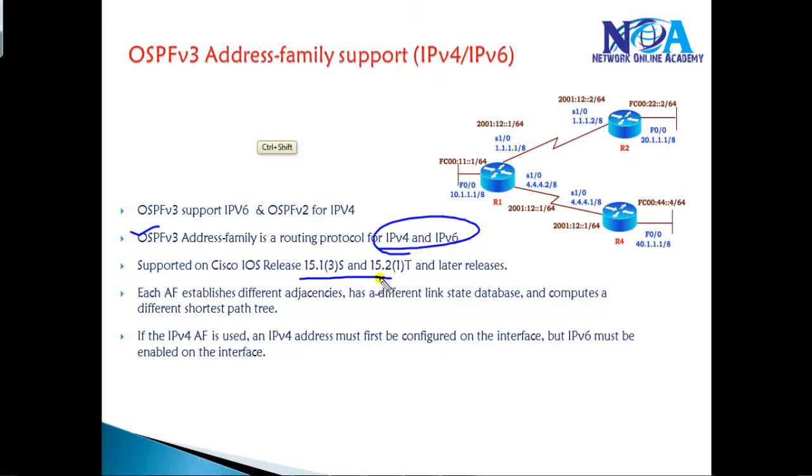It has been released from IOS version 15.1 to 15.2. Now every address family will have different adjacencies, which means you will have a separate adjacency for IP version 4 and IP version 6, and a separate link state database for both. And the shortest path calculation is also completely separate for IP version 4 and IP version 6.